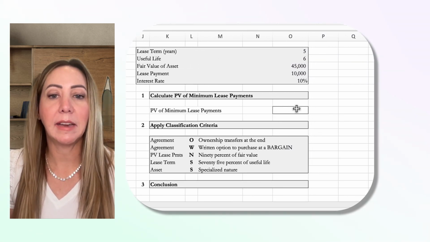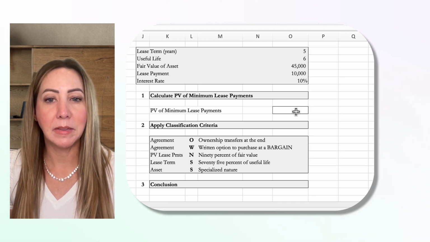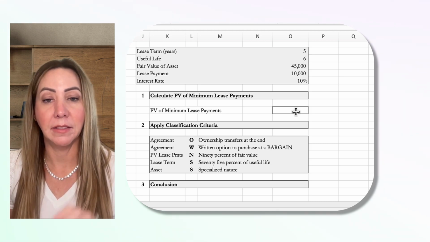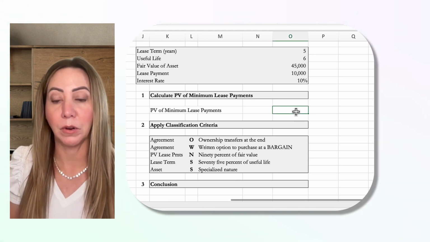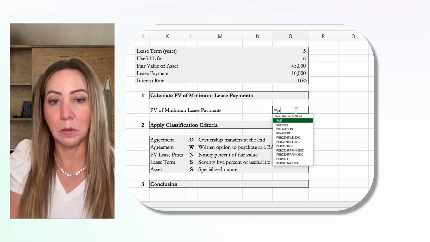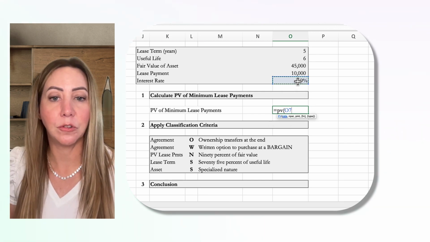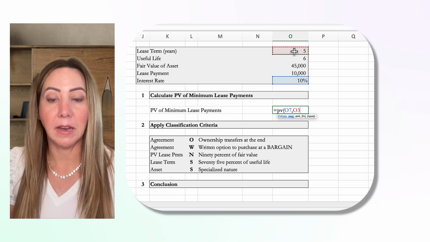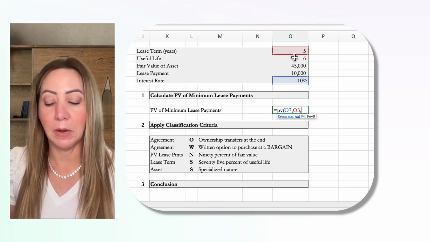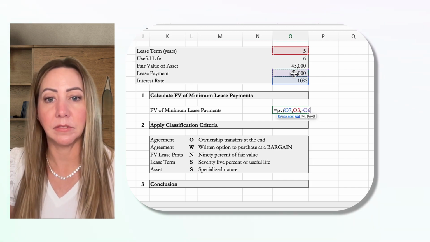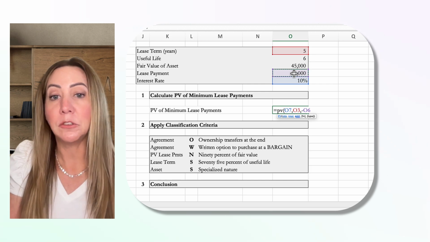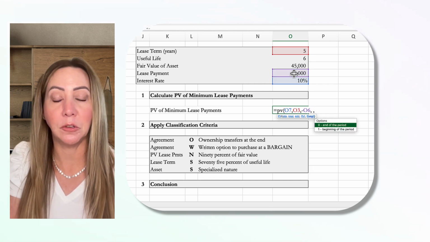Now, the second lease we've got here has a lease term of 5 years and the useful life is 6. We need to calculate the present value of the minimum lease payments based on our fair value of the asset and the lease payment of $10,000 and the interest rate of 10%. So I'll calculate the present value, grabbing that 10% interest rate. Number of periods is 5 years. And we're going to have our same payment as the last lease of $10,000. I made that negative. I do not have a future value. There's no future payment due at the end of the lease.